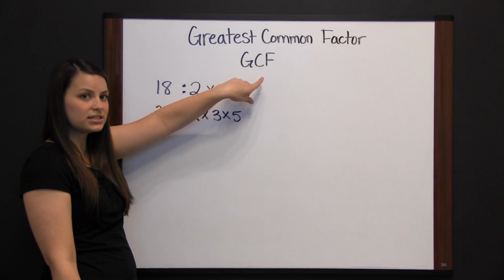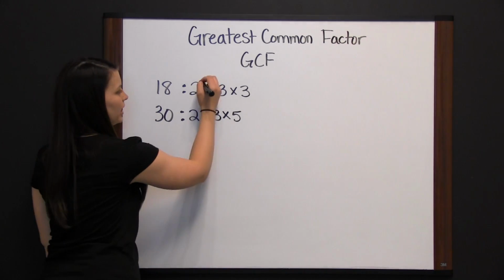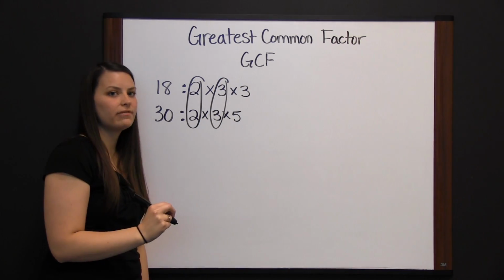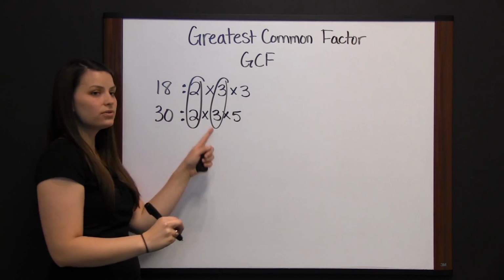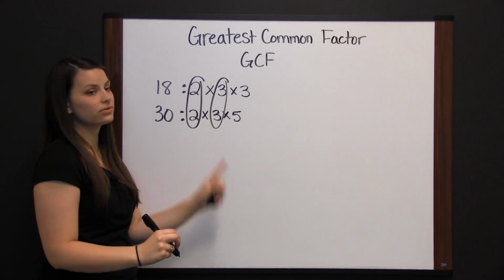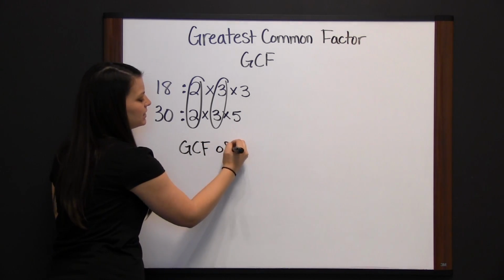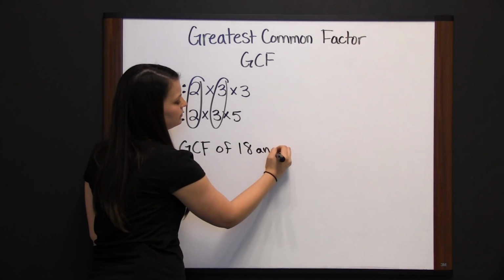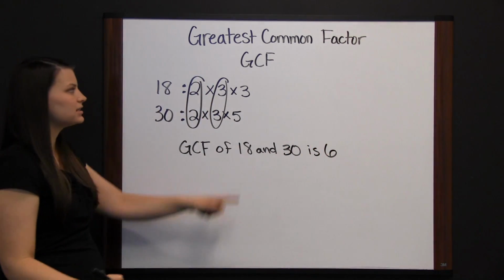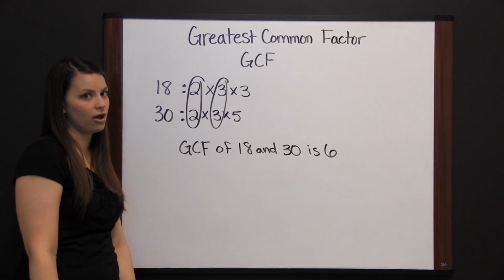Now again, to find the GCF, we're going to look for what they have in common. 18 and 30 have 2 and 3 in common as prime factors. So we take those factors they have in common and multiply them. 2 times 3 is 6. So the GCF of 18 and 30 is 6. 6 is the largest factor that these numbers have in common.